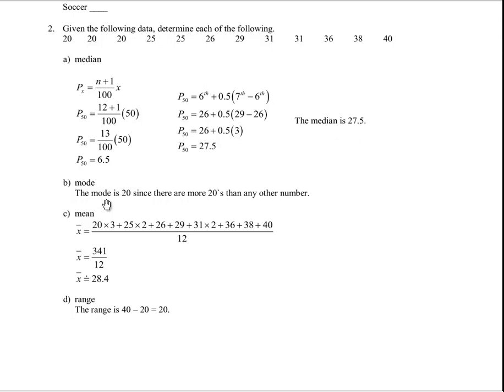Next, in B, we're asked to find the mode, and the mode is the most frequently occurring number. So the mode is 20 because there's 3 20s here. There are 2 25s and 2 31s, but there are more 20s than any other number, so the mode's 20.